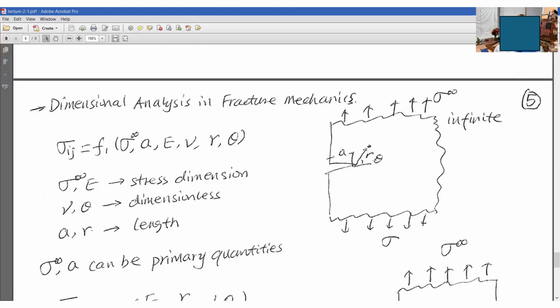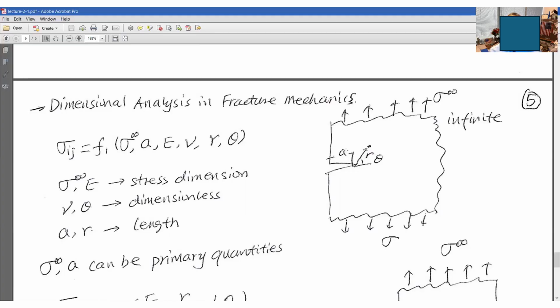And you should be very, very careful. You should keep this in mind, right? So suppose we have this configuration and we have some remote load, sigma infinity. We have the crack length A for any given point of interest here. This is a crack tip. And here you have R, the distance between the crack tip and the point of interest. The angle between this line and the horizontal x-axis is theta, okay?